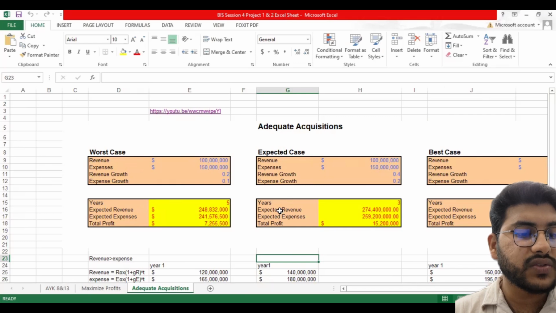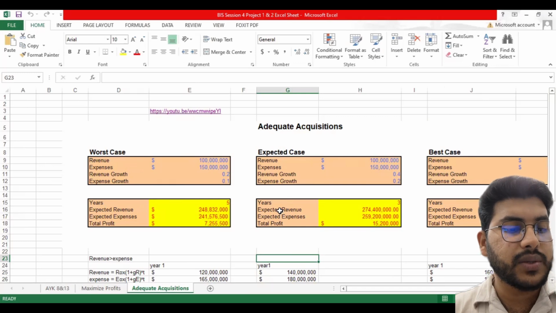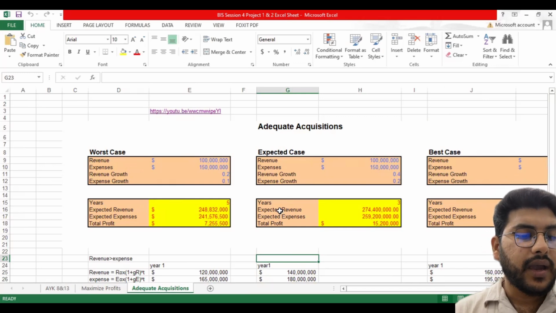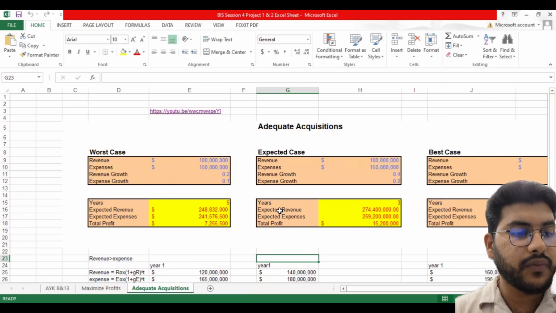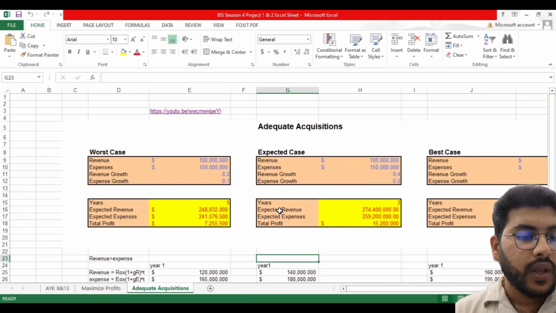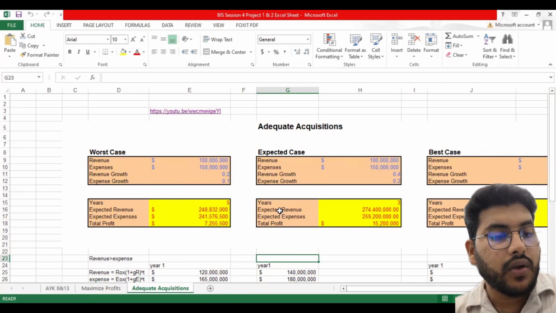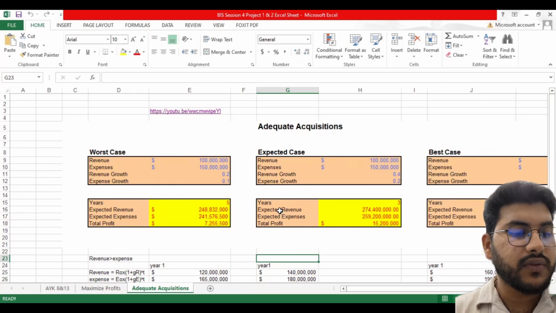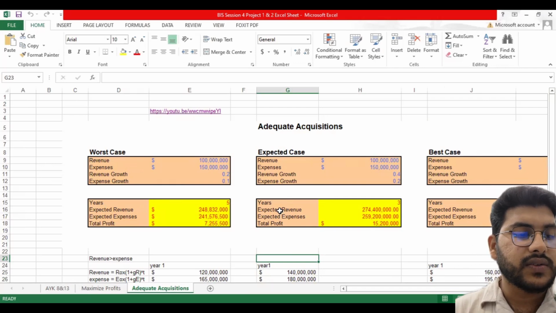For the worst case scenario, we use the lowest revenue growth rate and the highest expense growth rate, which are 20% and 30% respectively. As we can see, the time of break even. For the best case, the final scenario would be the highest revenue growth rate of 60% and the lowest expense growth rate of 10%. The break-even point is faster, occurring in these last 3 years.